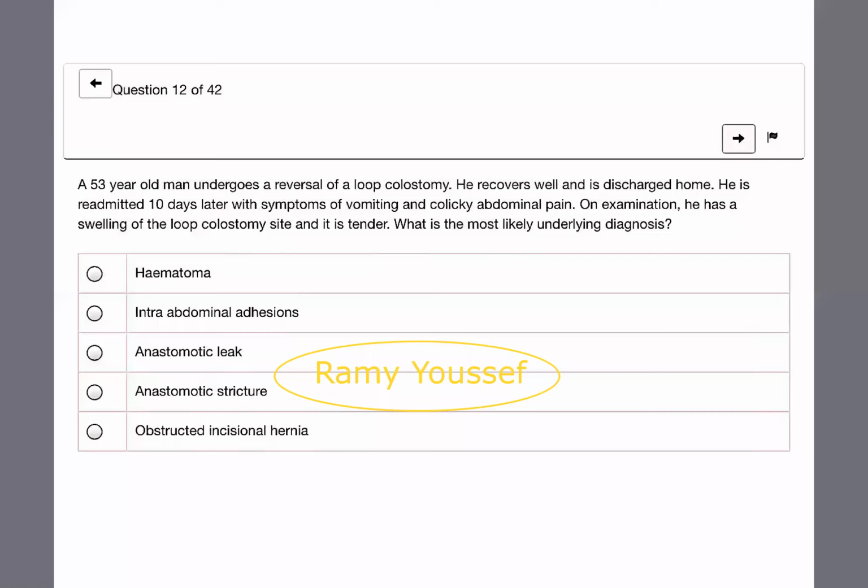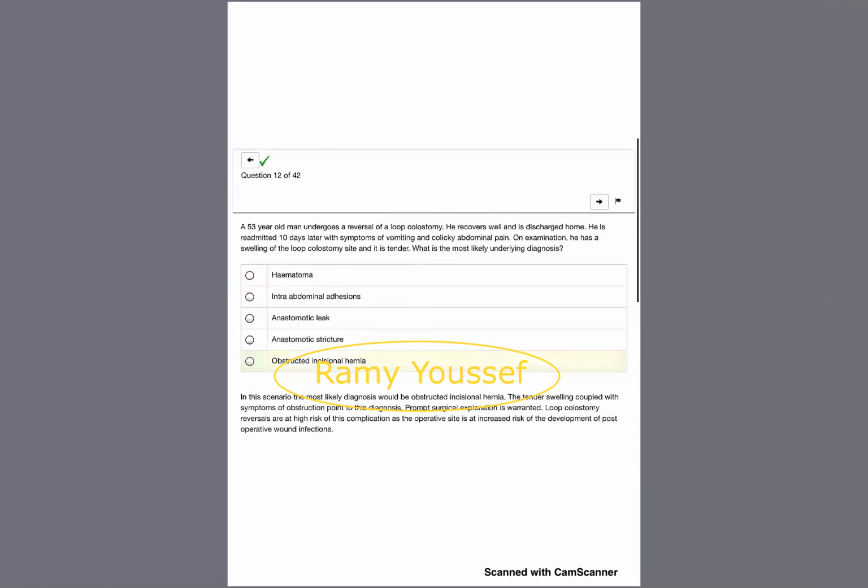The options are hematoma, intra-abdominal adhesions, anastomotic leak, anastomotic stricture, obstructed incisional hernia. So the answer is exactly obstructed. Yes, the most common problem that happens after reversal of a loop colostomy or a colostomy is that a hernia may happen through the defect, and this is an incisional hernia, so it can be an obstructed incisional hernia.